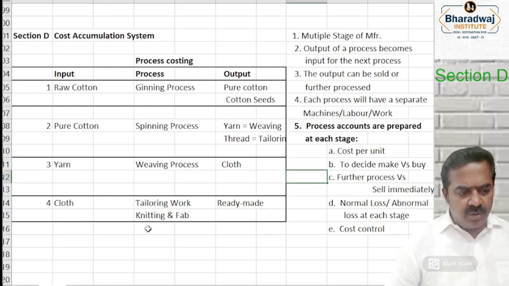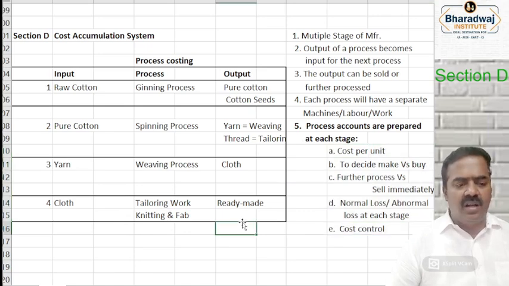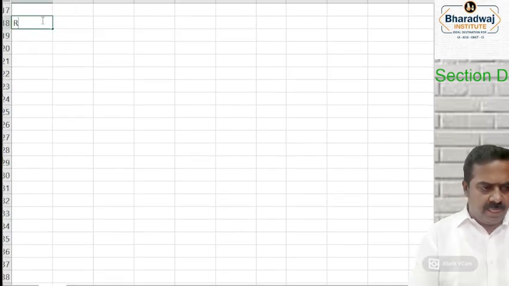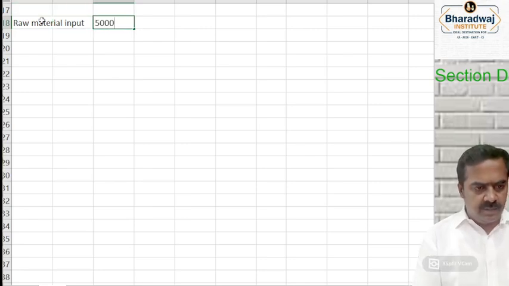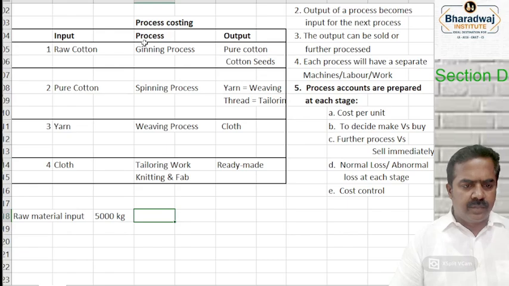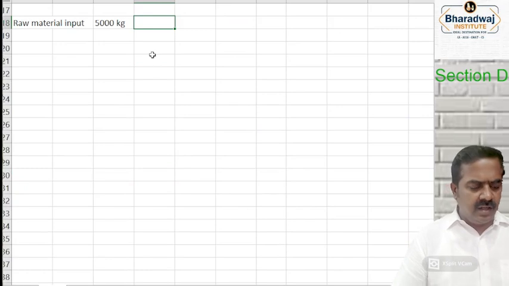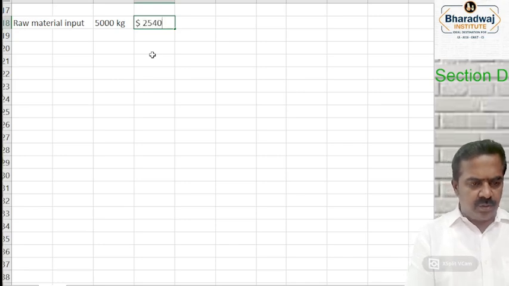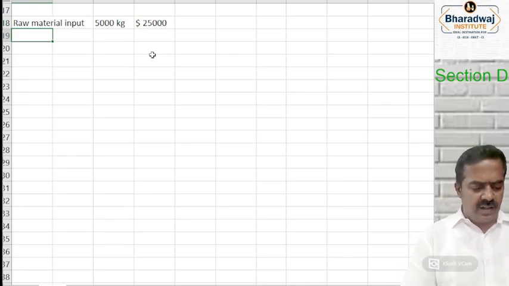So first we learn how to find out all these things. Shall we take up a question? Please take it up along with me. Okay. Raw material input 5,000 kg at $25,000. This can be any raw material. It can be a cloth or a yarn, things like that.